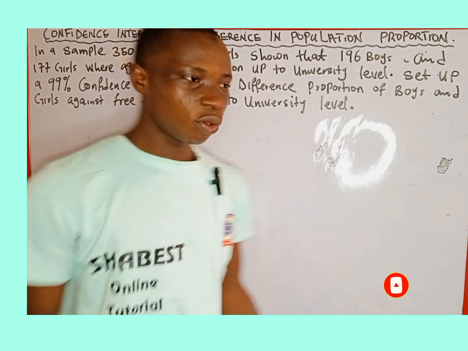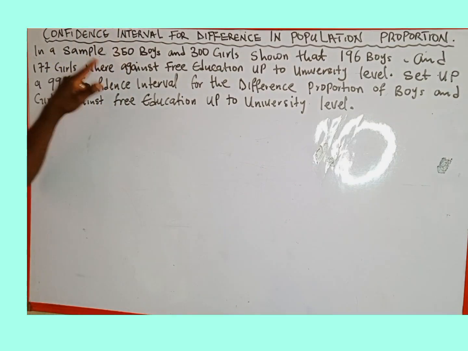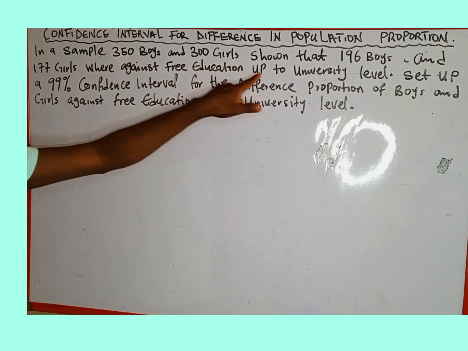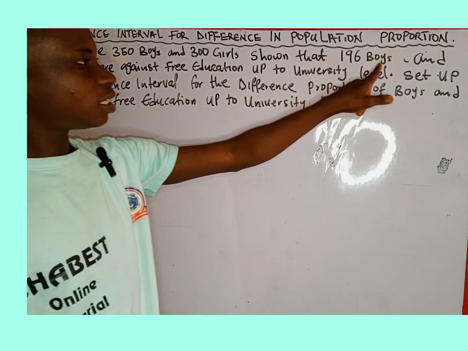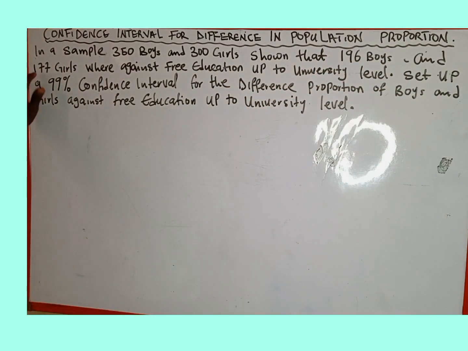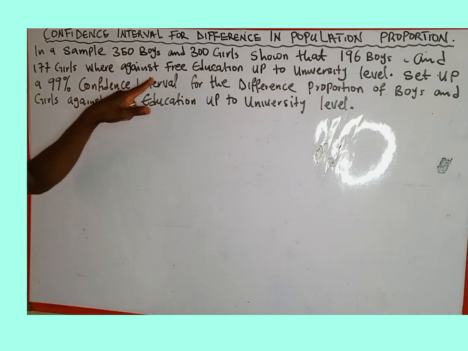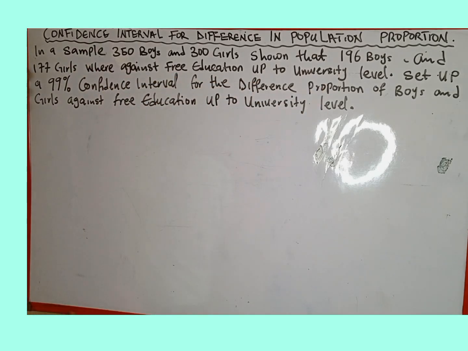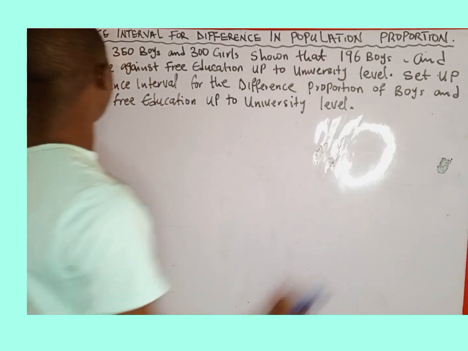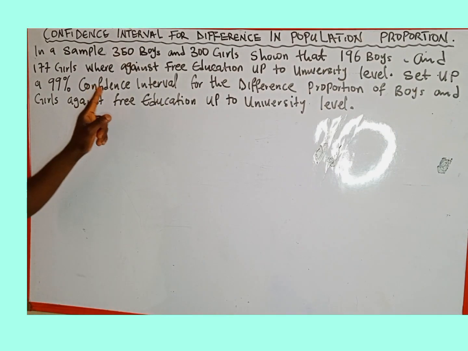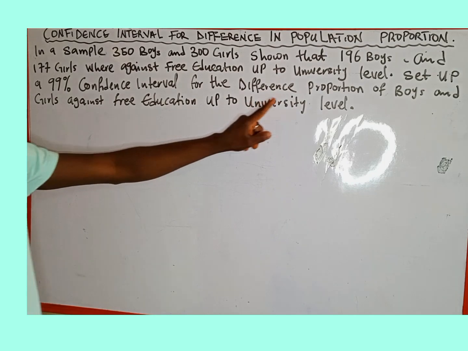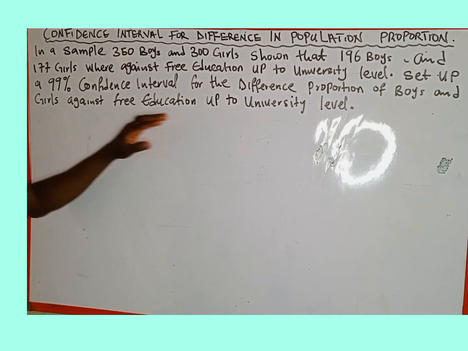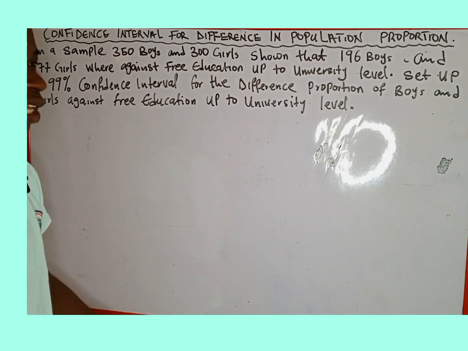So the question on the board reads: in a sample of 350 boys and 300 girls, it was shown that 196 boys and 177 girls were against free education up to the university level. The question says we are asked to set up a 99% confidence interval for the difference in proportion of boys and girls against free education up to the university level.